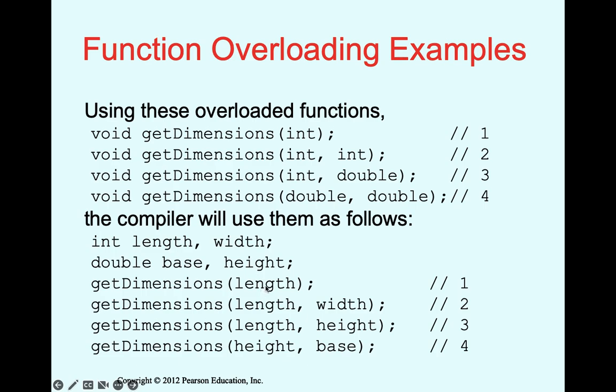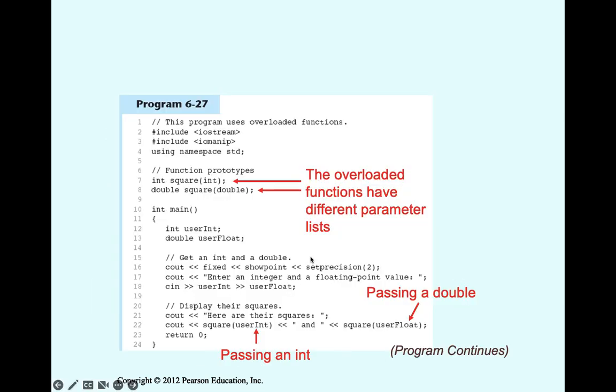If we call this function, which one we mean depends on the input. If we give one integer input, then we mean the first one. If we give 2 integers, then we mean the second one. If we give an integer and a double, then we mean the third one. If we give a double and a double, we mean the last one. So this is the example.